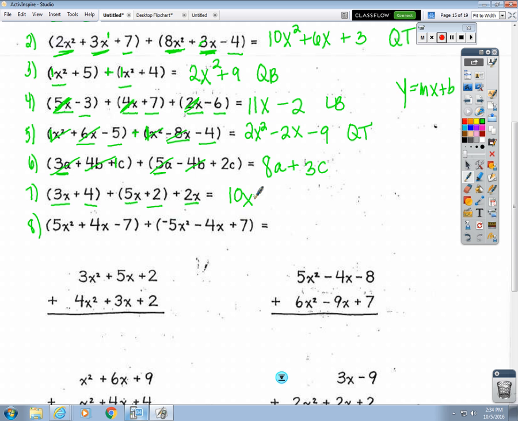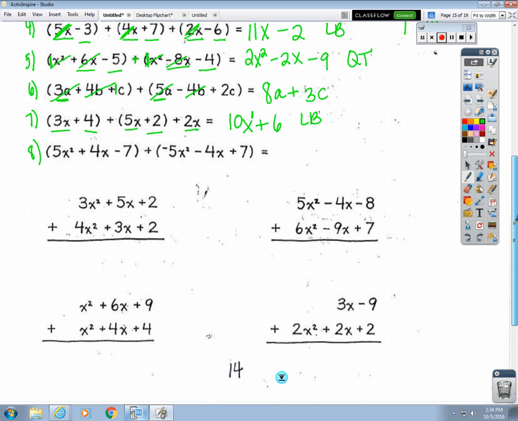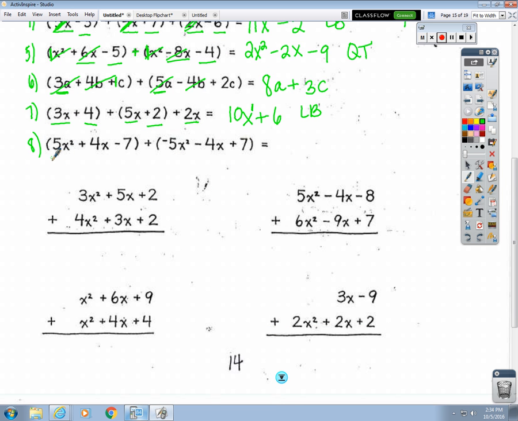4 plus 2 is, what do you name this one? LB. Linear because it's degree 1, binomial because it's 2 terms. Okay, 5x squared can combine with negative 5x squared, but what happens? They cancel. 4x can combine with negative 4x, but they cancel. Negative 7 plus 7 is right.